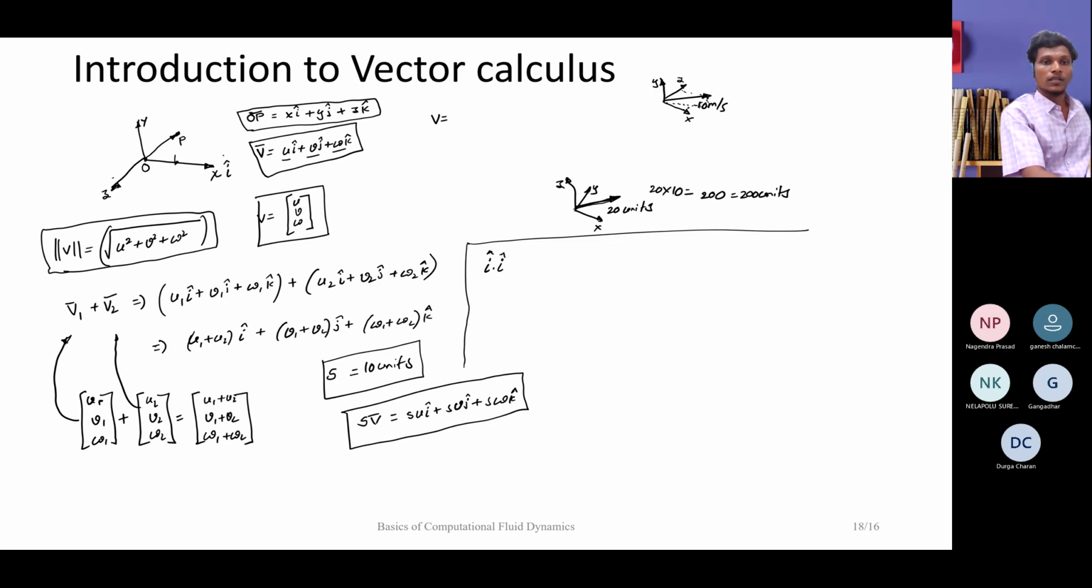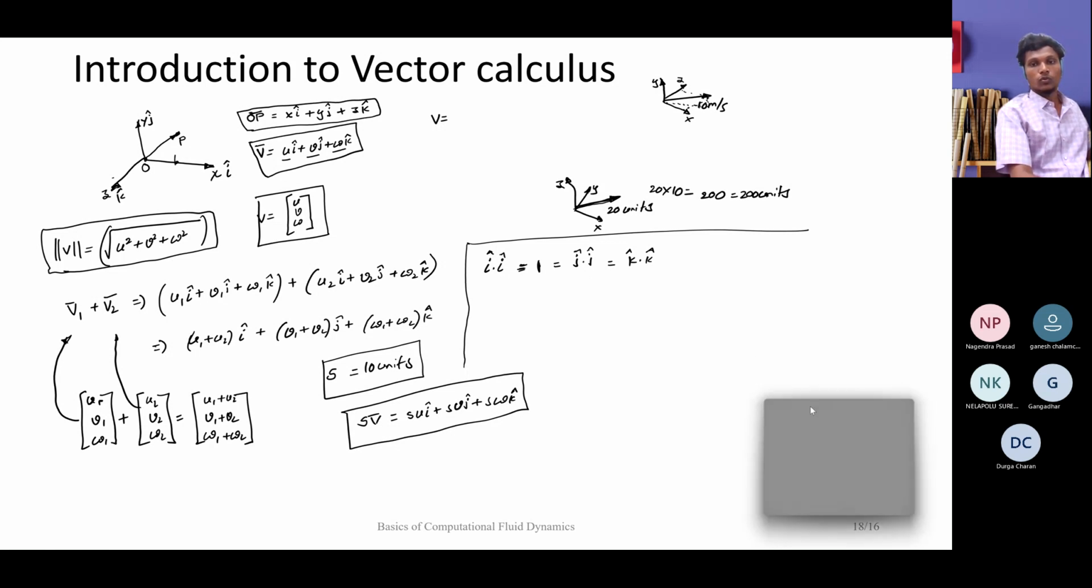Suppose this is x i cap, y j cap, and z k cap. So i dot i will give you a unit vector, that is, i dot i we are multiplying equals 1. In the same way, it is valid for j dot j. At the same time, it is also valid for k dot k.